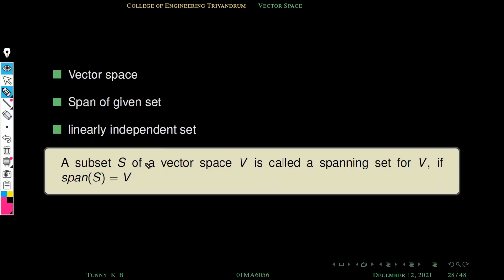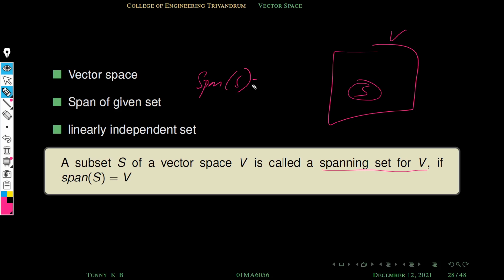Let's consider this definition. A subset S of a vector space V is called a spanning set for V if span of S is equal to V. That's all. That means we have a vector space V and S is a subset, and we know that corresponding to every set we can define span. What is span? Set of all linear combinations of elements of S.